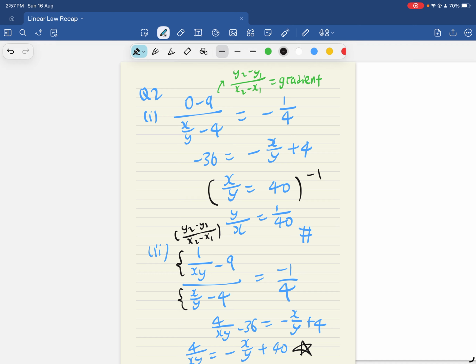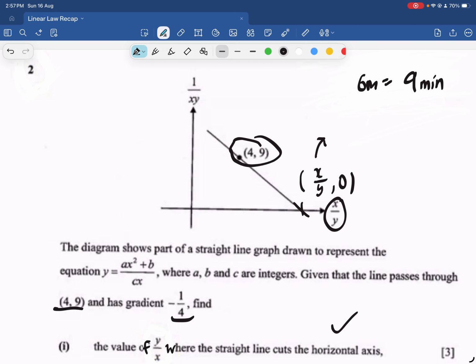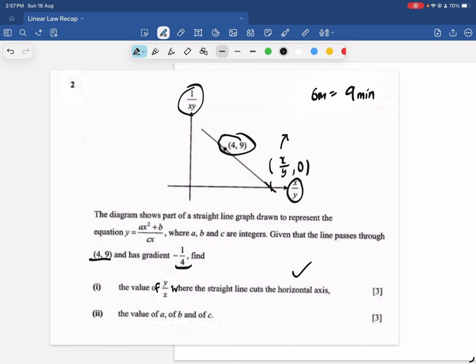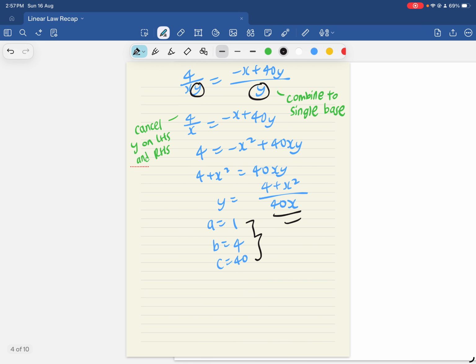Next, for step 2, you make use of y2 minus y1 again. But this time, you make the y coordinate a special one, like 1 over xy. By the way, you can put y, but it'll be easier to just make use of the axis, which is 1 over xy. So you just sub it in, and then you'll get to this step. 4 over xy equals to negative x over y plus 40. You can combine these two, and you'll get this. Notice that both left-hand side and right-hand side have divided by y, so you can also cancel that.